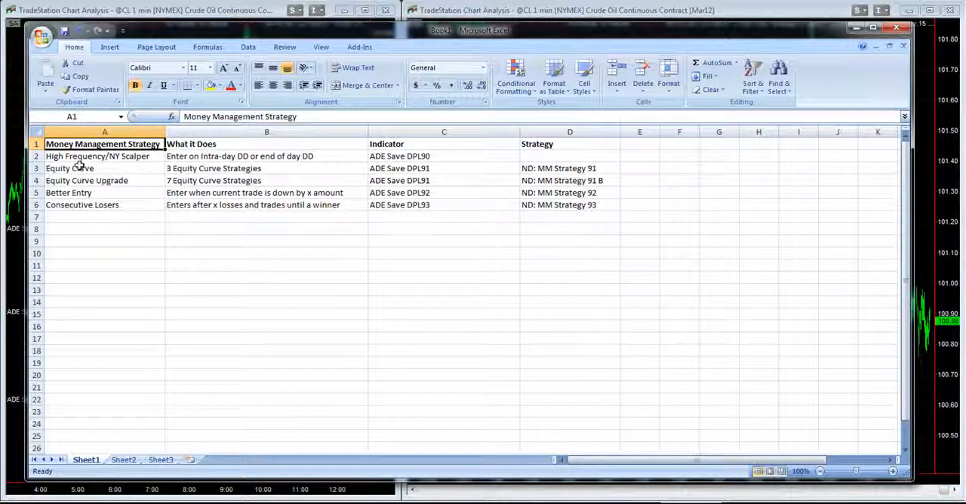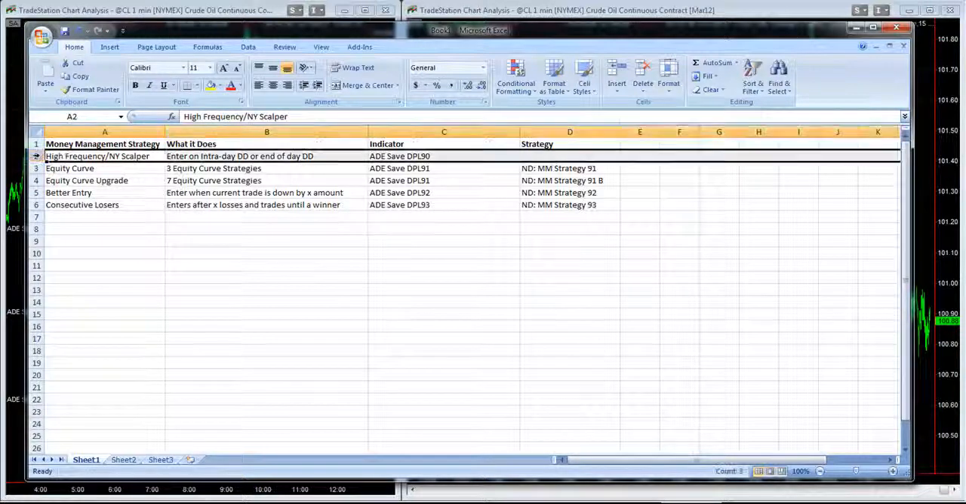You see 5 listed here. One is an upgrade of the equity curve. The first algorithm we have is a high frequency algorithm, and we mainly use it on the New York scalper.